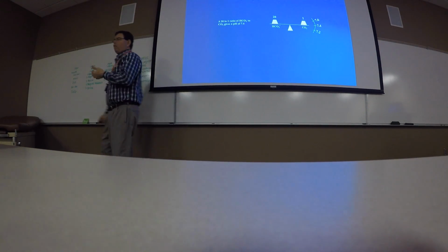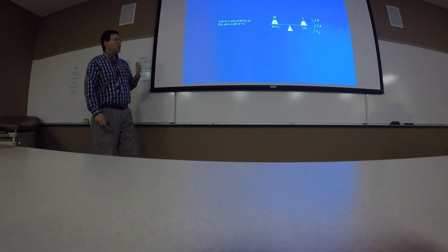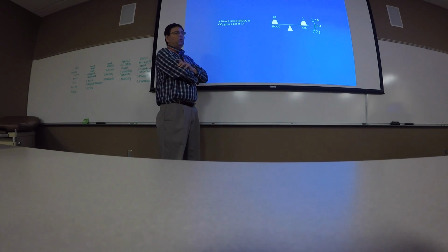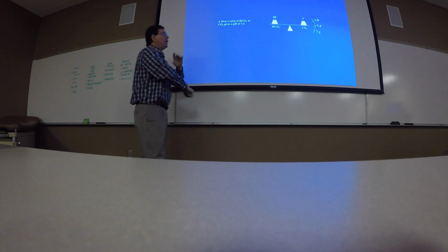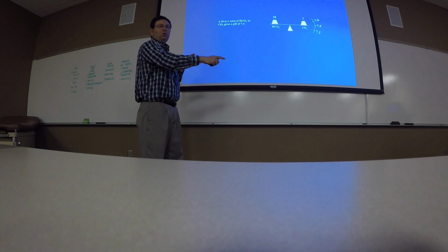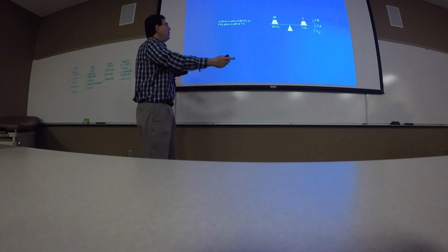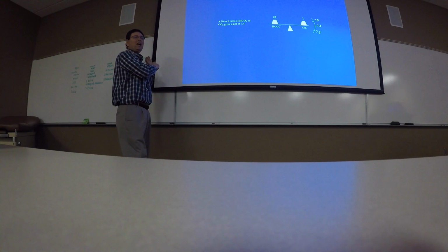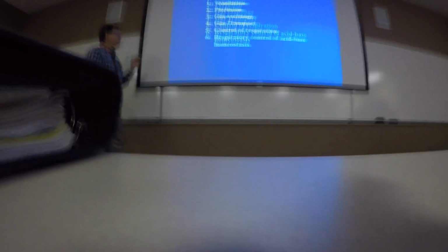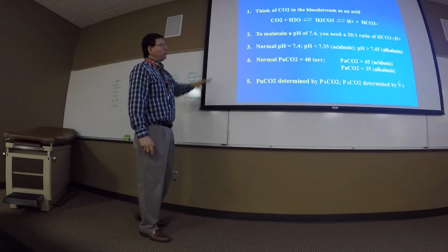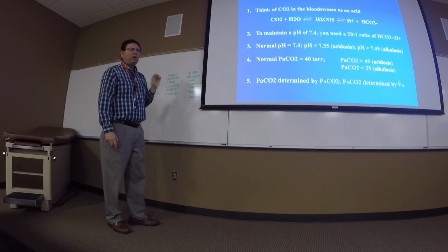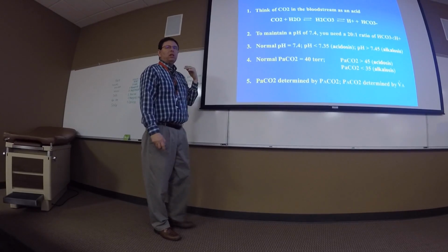20 bicarbs to every CO2, we're going to have a pH of 7.4, and that's normal pH in your extracellular fluid. So anytime that reaction goes toward the right, you are becoming acidotic. Anytime this reaction goes toward the left, you're becoming alkaline. Okay? So, now this is what we went through that last day, that yes, your respiratory system regulates CO2.